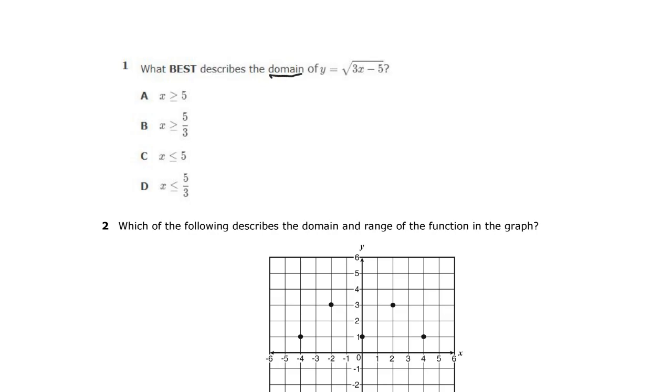Now we know that anything under the radical, if it's negative, it's not going to be part of the domain. So you're going to have to write 3x minus 5 has to be greater than or equal to 0. And that's going to be a domain. So what you're going to do is solve for x. So you have 3x is greater than or equal to 5. Divide by 3, so x is greater than or equal to 5/3. So your answer is B.